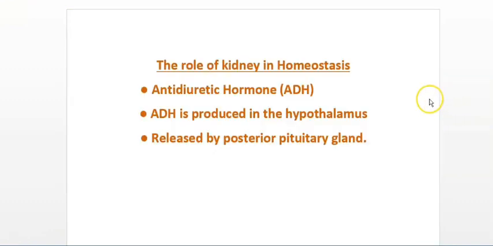Here we see the role of the kidney in homeostasis. In this process, homeostasis at the kidney involves the hormone ADH, antidiuretic hormone. This ADH, we have learned before, is produced in the hypothalamus at the brain and will be released by the posterior pituitary gland. If you forgot about this, please do revision about the pituitary gland.